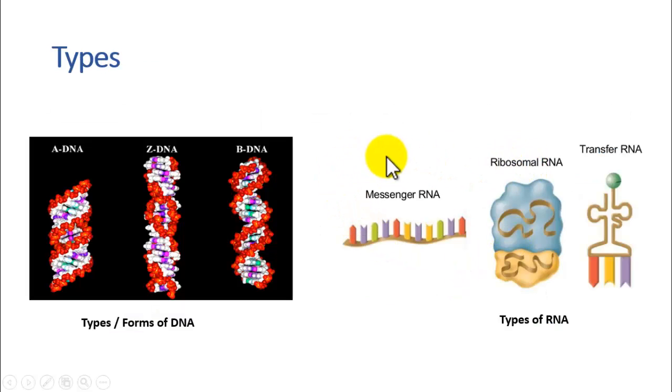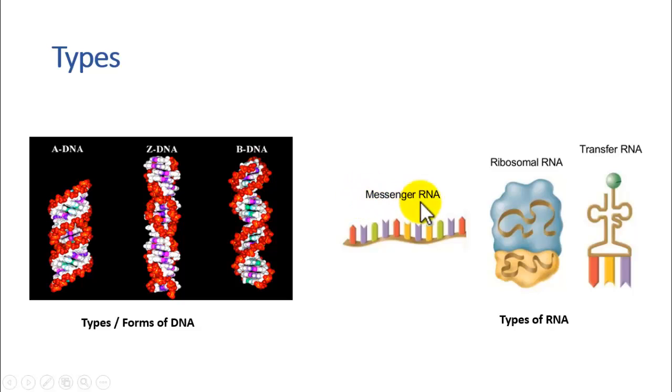Types or forms of DNA and RNA. DNA is in three different forms: aDNA, zDNA, and bDNA, based on their forms, and it is also present in the nucleus as well as in extranuclear regions, like in organelles such as mitochondria and chloroplast. In chloroplast it is called chloroplastidial DNA, whereas in mitochondria it is called mitochondrial DNA. The role of DNA in mitochondria and chloroplast is that they help in synthesis of proteins required for the function of those organelles.